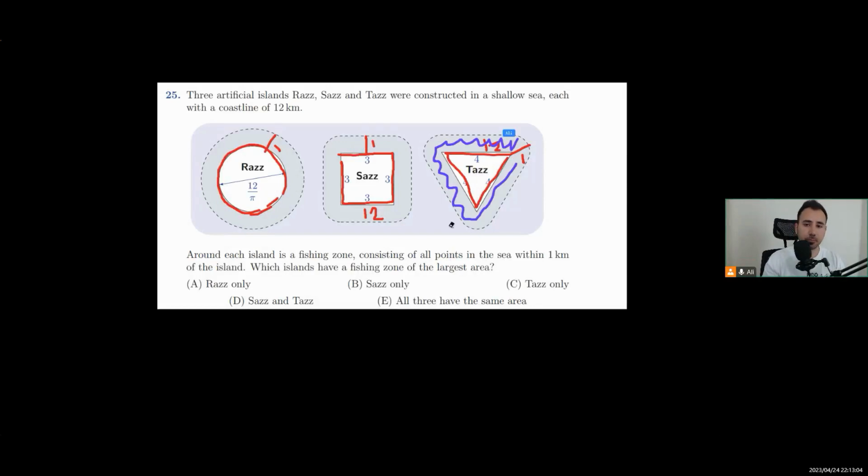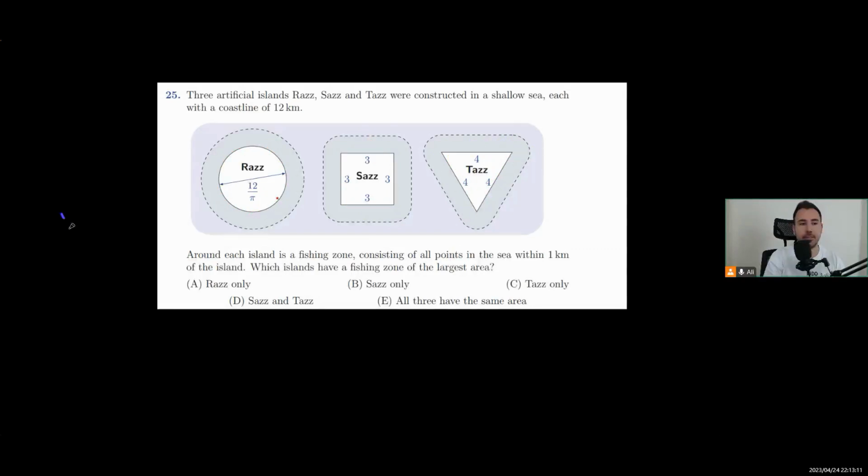Okay. We know that for a given perimeter, like 12, if they gave us 12 and they ask us to find out which shape will give the maximum area, it would be the circle.